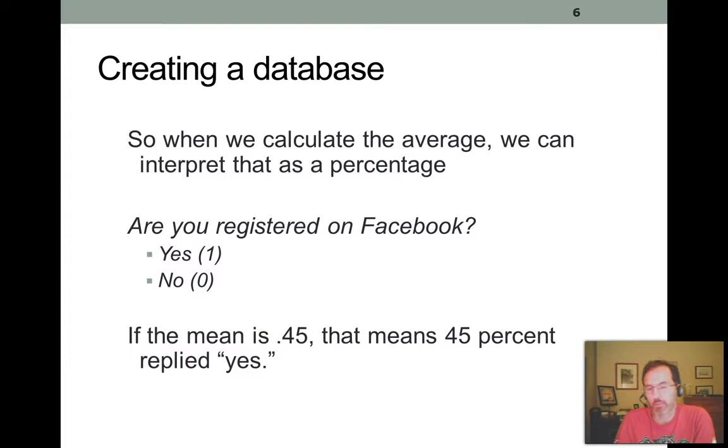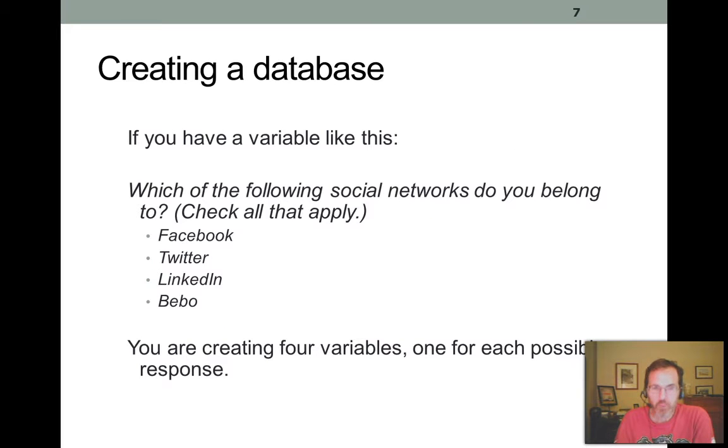But you could, frankly, use any number you wanted. You could say yes is equal to 5 and no is equal to 3. That just confuses things, but you can do it. Okay, so if you have a variable like this, which says, which of the following social networks do you belong to? Check all that apply. You're creating 4 variables, 1 for each possible response. And each would typically, for me, be coded 1 or 0. A 1 meaning yes, they checked it. A 0 meaning no, they did not.